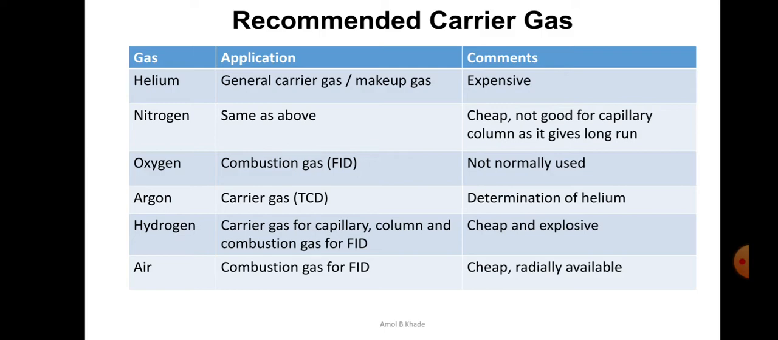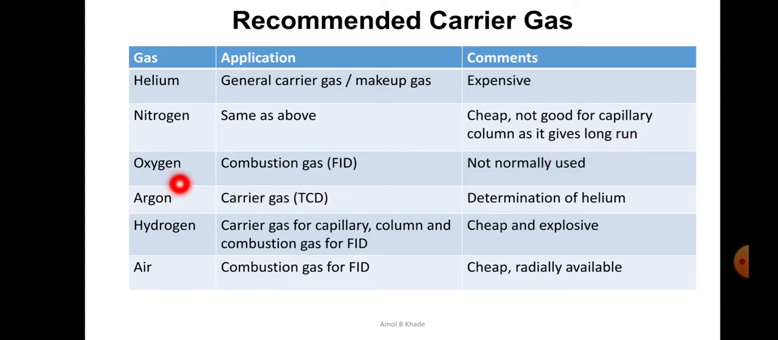Next is nitrogen gas. So it is same as helium. It is also used as a makeup gas. The advantage of nitrogen is it is highly inert, it is very easily available, it is cheap, but it is not good for the capillary column as it gives a long run.